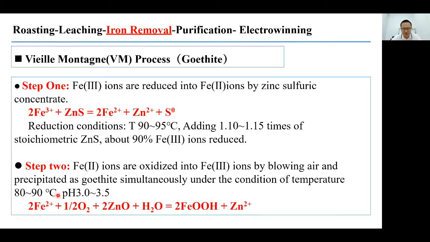In the second stage, the ferrous iron is oxidized by oxygen and precipitated simultaneously at a pH value of 3 to 3.5 and a temperature of 80 to 90. So the oxidation speed and precipitation speed are equal to each other, and there is no accumulation of ferrous iron in the system. So this is the VM process of jarosite precipitation.